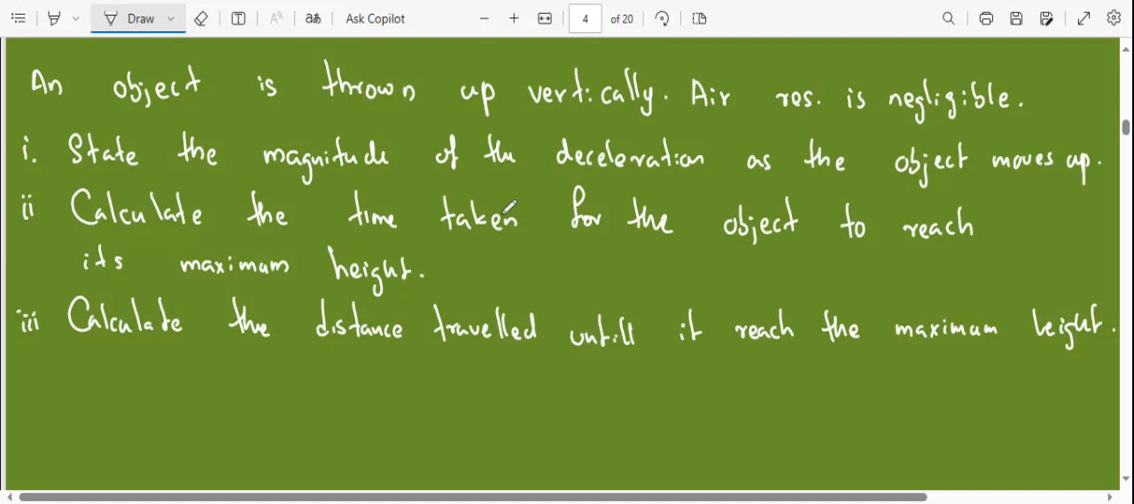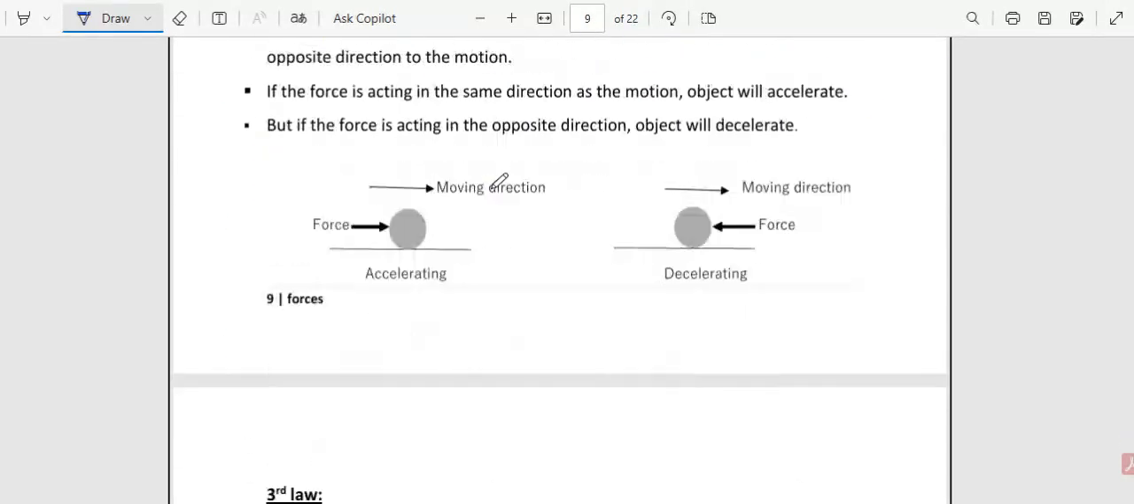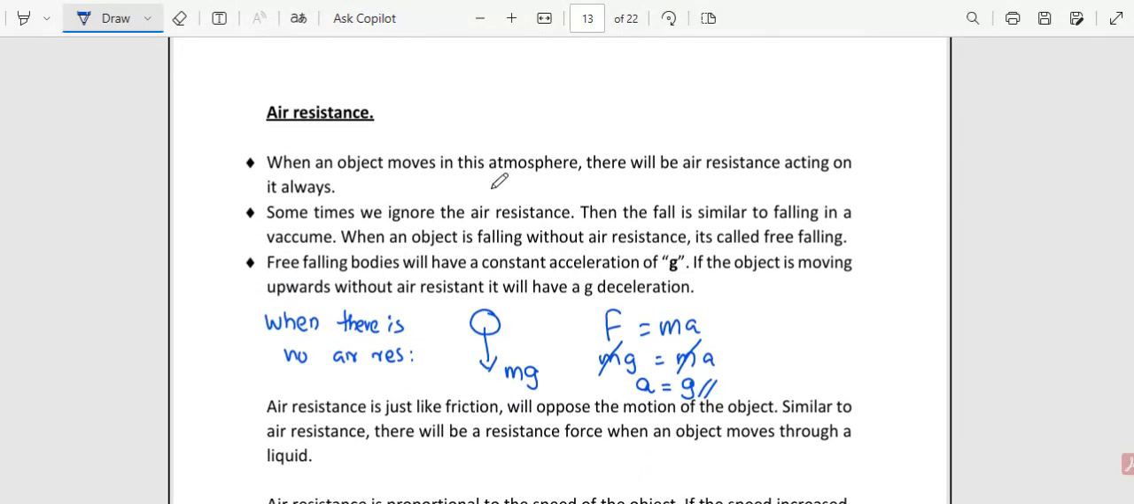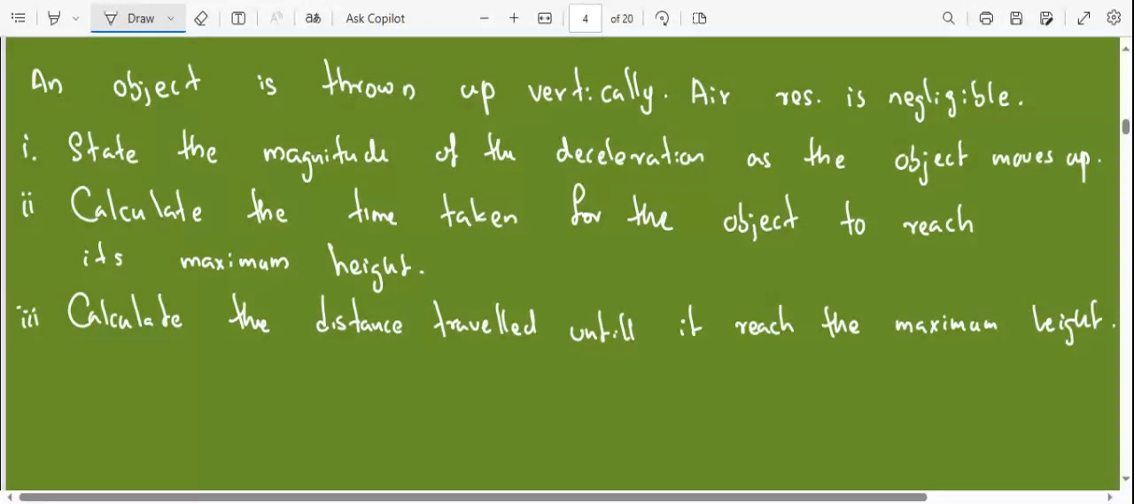An object is thrown vertically upward. Air resistance is negligible. State the magnitude of the deceleration as the object moves up. This is also mentioned in the note earlier. Here, this third point: free falling bodies will have constant acceleration of g, and if the object is moving upward without air resistance, it will have a g deceleration. So when it moves upward, it has a deceleration of g value.